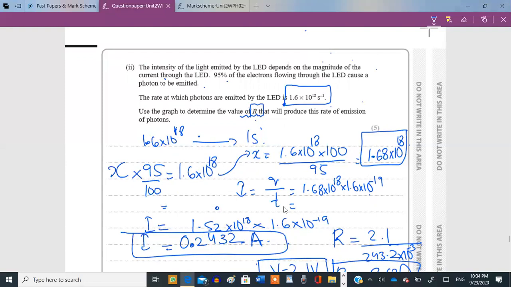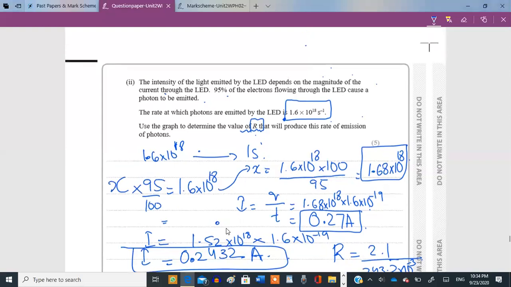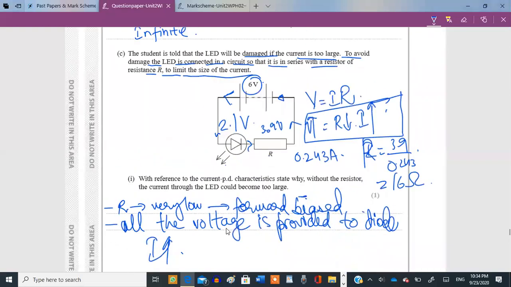Wait, how do we know it equals 0.27 amperes? How do we know what? How do we know? How, like, we have to use the I equals Q upon t formula to get the current, because once we have the current, only then will we have the voltage from this graph. Okay.